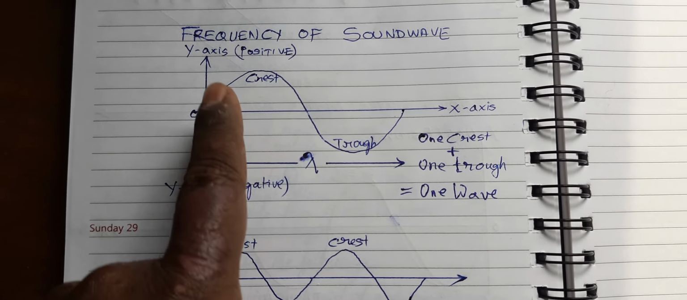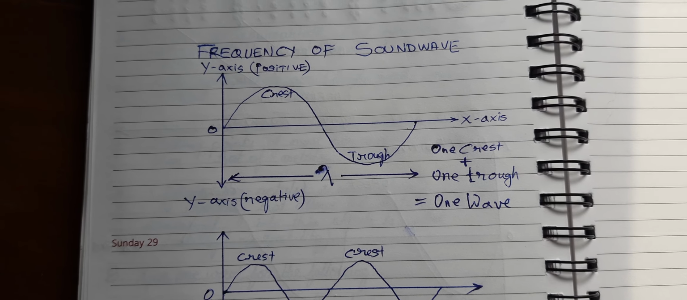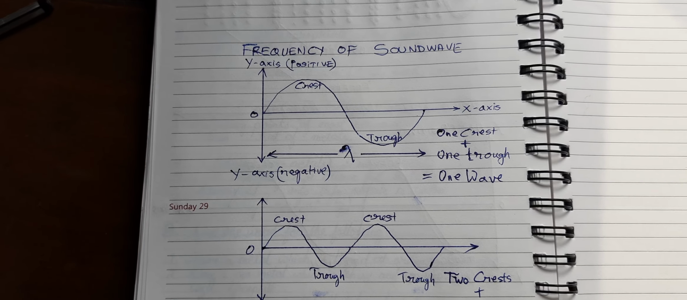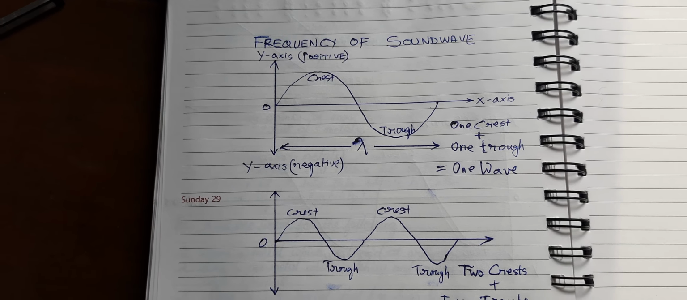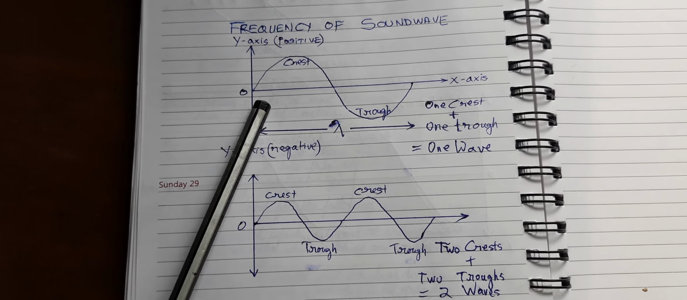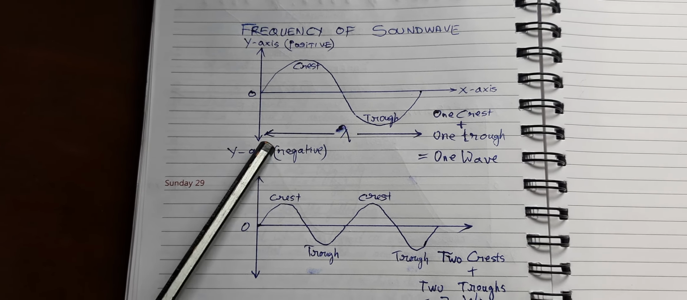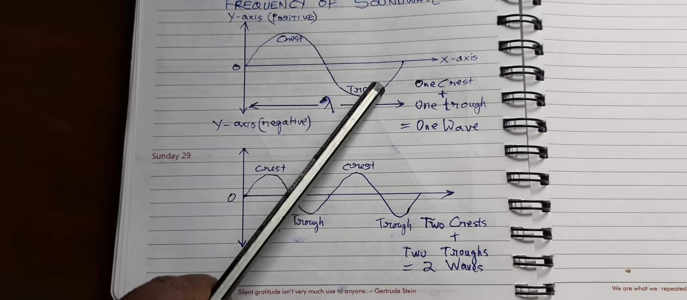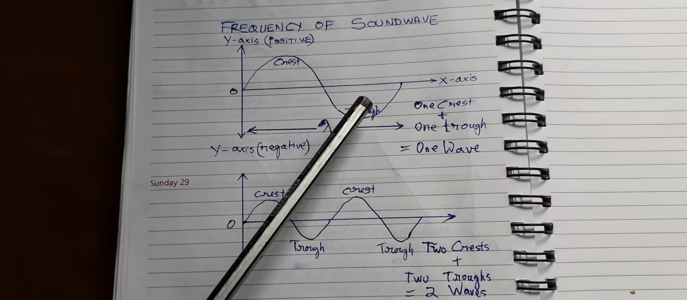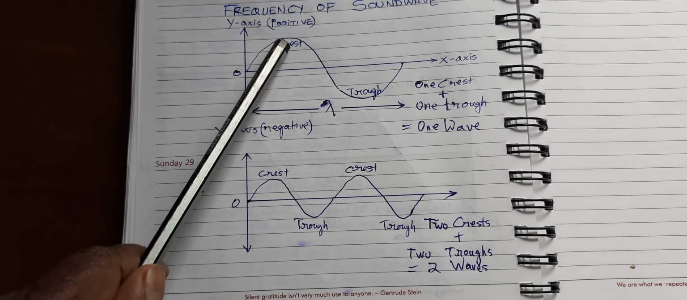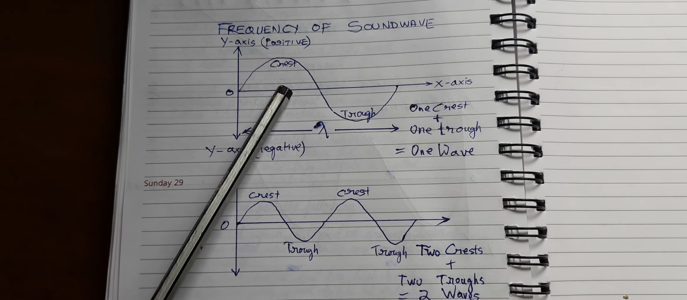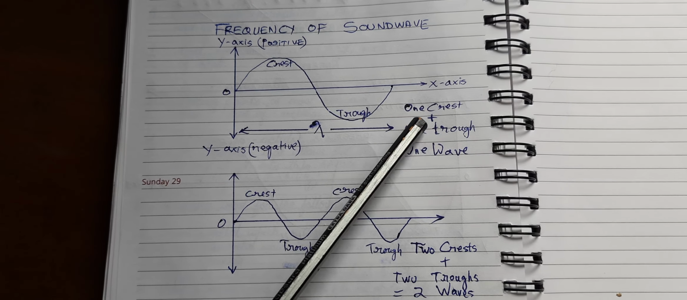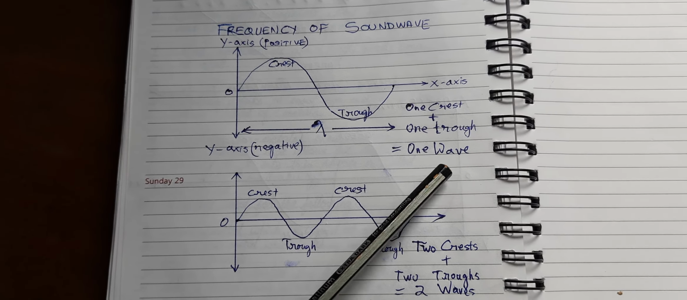Next characteristic of sound is frequency of sound. Now to understand frequency of sound, I have given over here two graphs representing two sound waves. Now as you can see, for this particular sound wave, from here to here, you have one wave. In this one wave, you have one crest and one trough, one region of highest position from the mean position, and one region of lowest position from the mean position. So one crest plus one trough equals one wave.